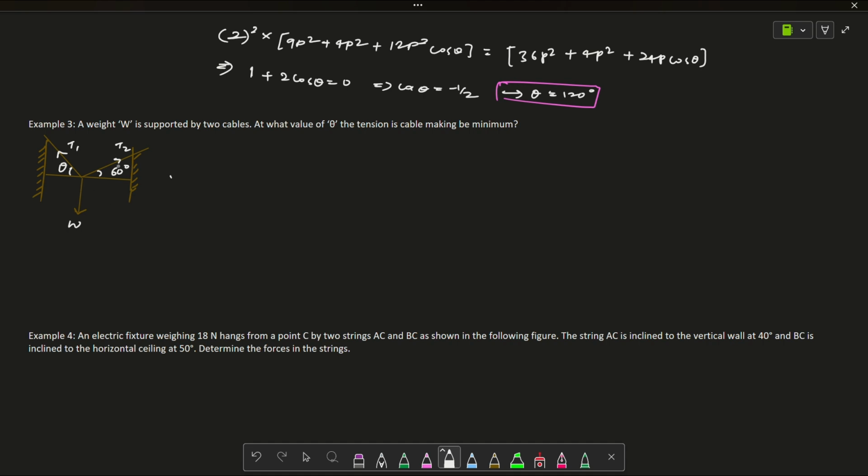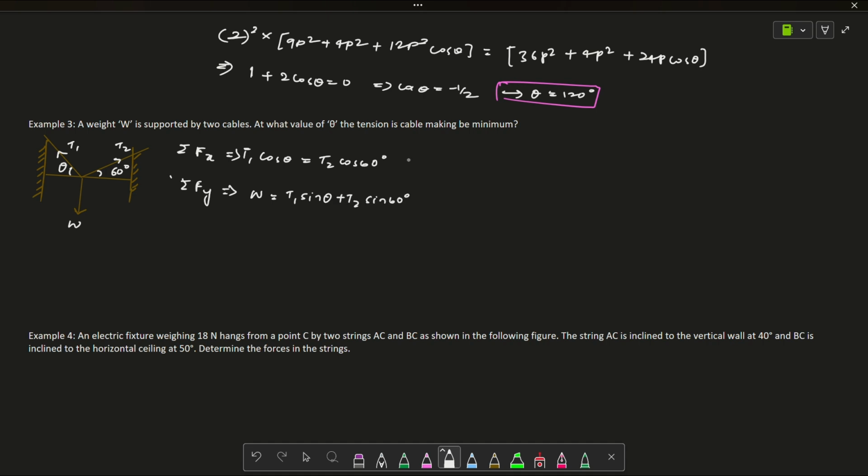So simply we will resolve the forces here. If we resolve the forces in the x direction, it will be written as T1 cos theta equal to T2 cos 60 degrees. Because W is acting in the vertical direction only. So W is equal to T1 sin theta plus T2 sin 60 degrees.